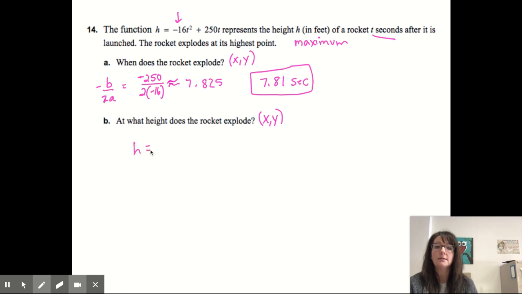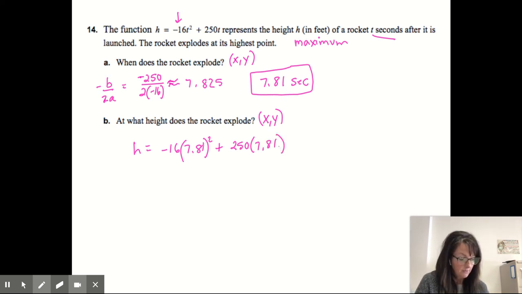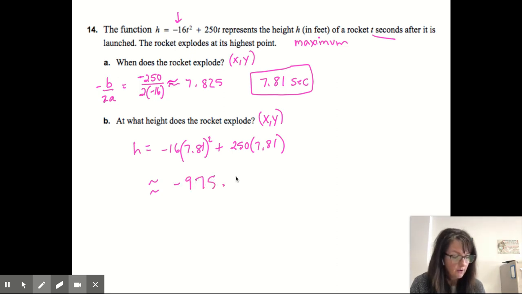So our height is equal to negative 16 times 7.81 squared, plus 250 times 7.81. I'm going to put these in my calculator. So 7.81 quantity squared, and then I'm going to multiply that by negative 16. Let me write this down. Let's just do approximates. So negative 975.94 plus 250 times 7.81.